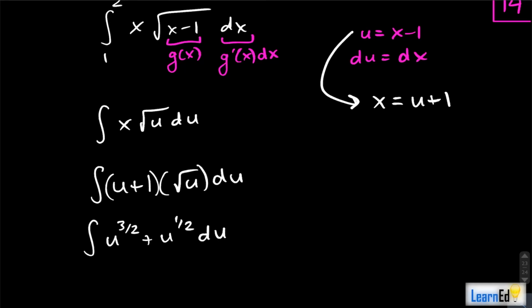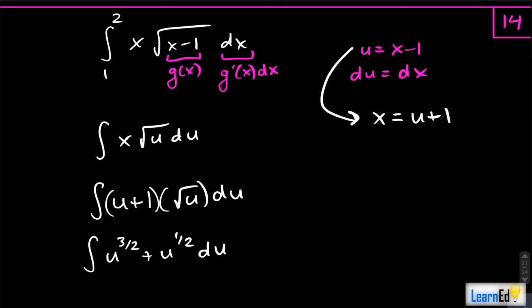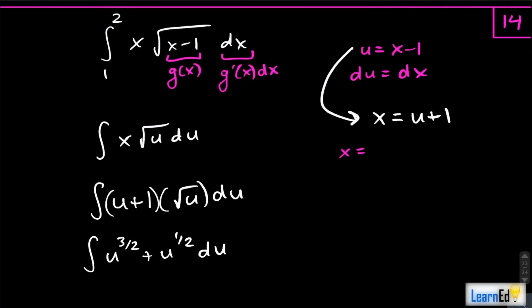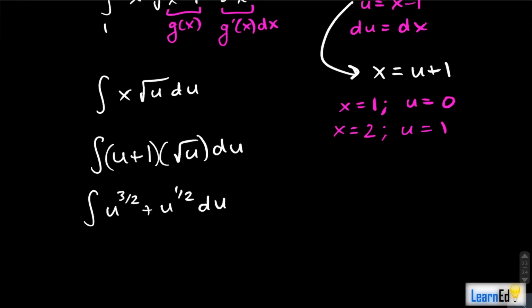Okay? And that makes it really, really nice. Okay? And now we just got to figure out our bounds, remember, because our bounds are not going to be from 1 to 2 anymore. That's why I didn't put them in. When x equals 1, because that's our first bound right here, u equals, well, we just plug into this equation right here. U will equal 0. Okay, it'll equal 1 minus 1, that's 0. When x equals 2, u is going to equal 1. So those are our bounds. We have 0 and 1.